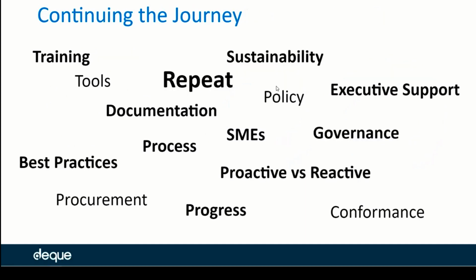And then continuing the journey. On your screen are lots of words that have to do with the journey. Words like documentation, process, subject matter experts, policy, executive support, progress, conformance. All of these are words that have to do with your journey. But in the center-ish of the screen is the word repeat. And I think that is key to keep in mind. The journey keeps on going. To continue that journey, there's many stages and steps to bring your maturity up.